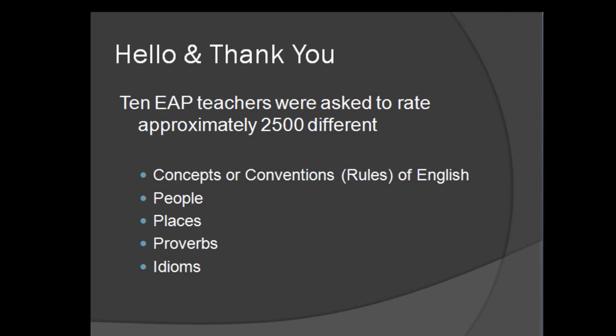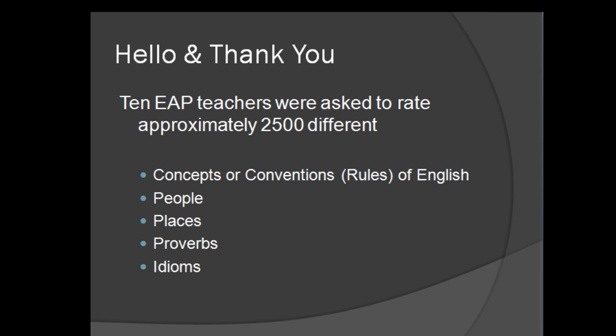What has happened is over the last couple semesters, 10 EAP teachers were asked to rank about 2,500 different words. Those words covered 5 different categories: concepts or rules of English, people, places, proverbs, and idioms. That list was narrowed down to the top 100 people, places, proverbs, and idioms, and rules of English that you need to know as a student entering your freshman year of college.